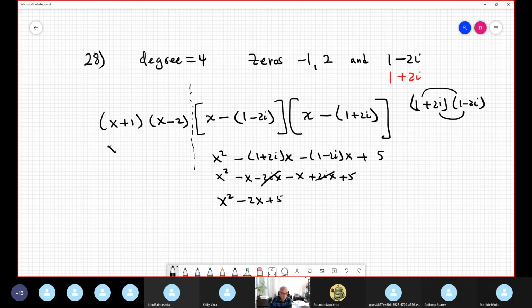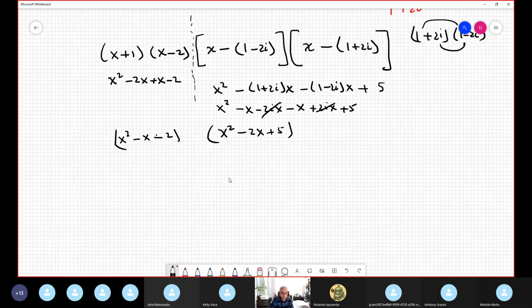It's x squared minus 2x plus x minus 2. When you combine like terms, it's x squared minus x minus 2. And now multiplication of both.